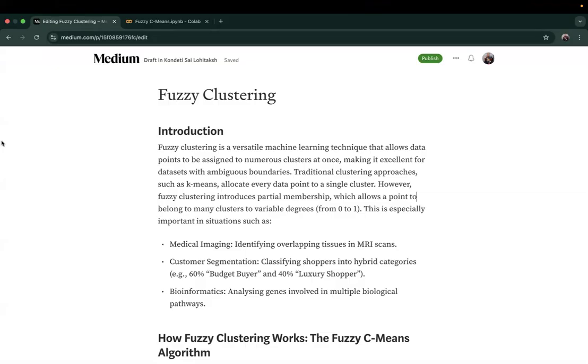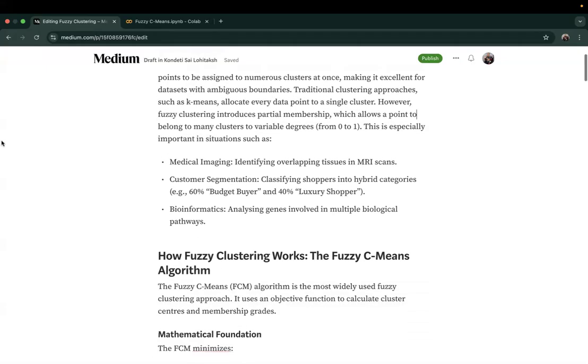Traditional clustering approaches, such as k-means, allocate every data point only to a single cluster. However, in fuzzy clustering, we introduce partial membership, which allows a point to belong to many clusters to variable degrees. This is important in situations such as medical imaging, which helps in identifying overlapping tissues in MRI scans, customer segmentation, where we can segregate customers into budget shoppers or luxury shoppers, and in bioinformatics, where we analyze genes involved in multiple biological pathways.